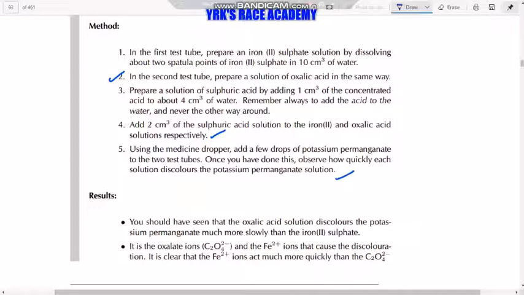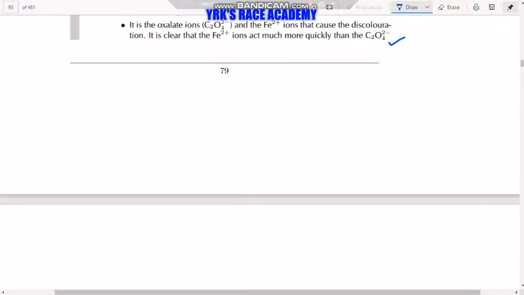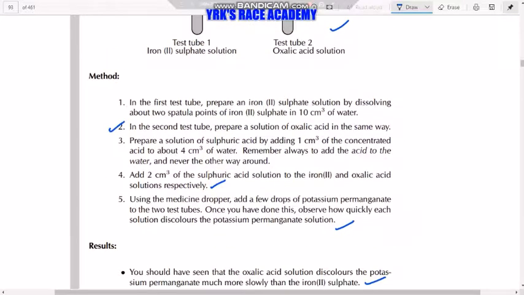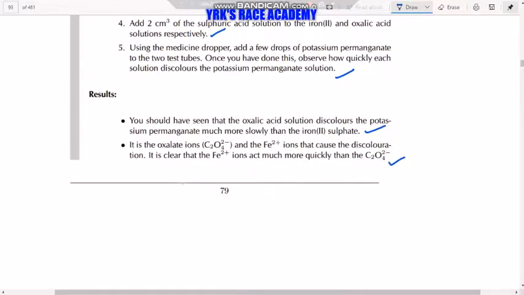So what is the result of this experiment in the lab? You should see that the oxalic acid solution decolorizes the potassium permanganate much more slowly than the iron sulfate. So what is the meaning of this? The oxalate ion, C2O4 2-, and the iron ions cause the decolorization. That's why it is clear that Fe2+ ions react much more quickly than oxalic acid. So that indicates that the reactivity of a substance varies with the time interval.